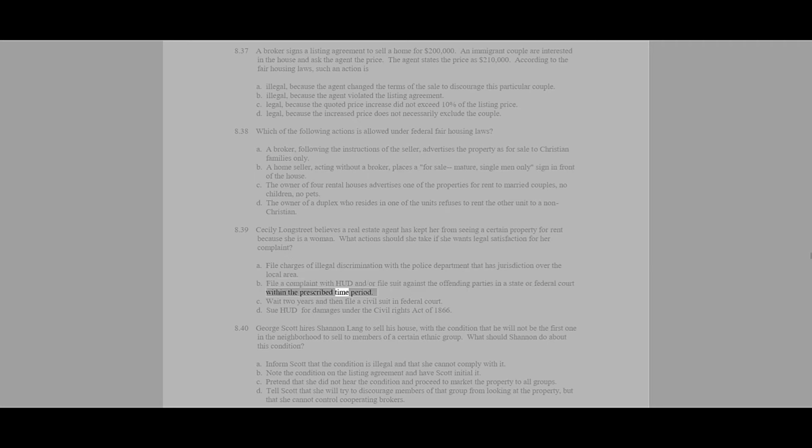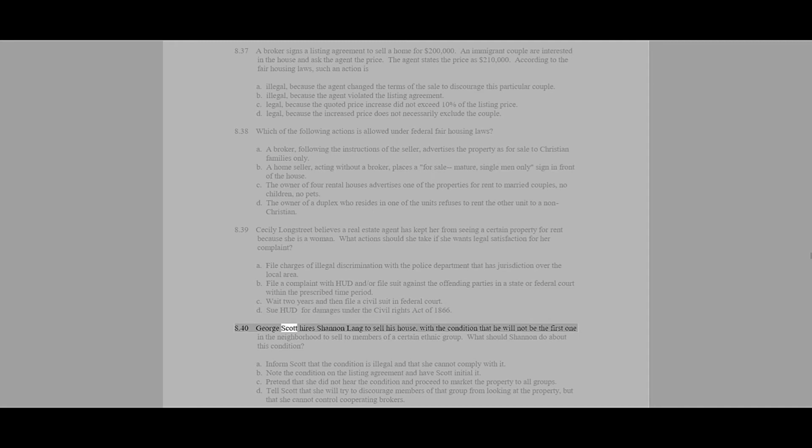the prescribed time period. C. Wait 2 years and then file a civil suit in federal court. D. Sue HUD for damages under the Civil Rights Act of 1866.